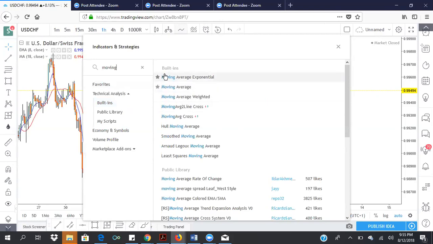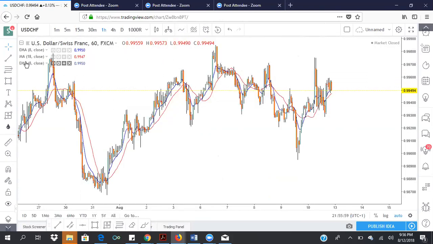When you click on moving average exponential, you basically just click on it, and then your moving average exponential comes here. This is the EMA. Okay, so this EMA comes out. That's moving average exponential, which is what you can see here.